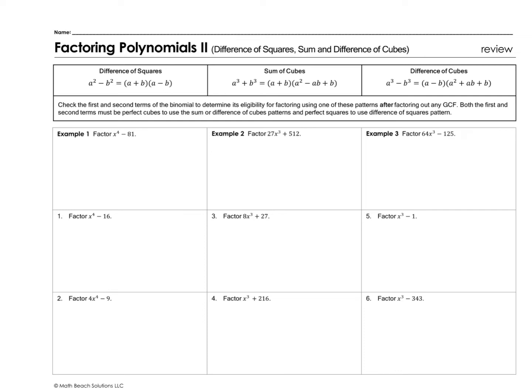Okay, on this lesson, we're going to be continuing with factoring polynomials. So this is also a review, but today we're going to be looking at only binomials that we're going to be factoring. So there's three different types of binomials that we can factor: difference of squares, sum of cubes, and difference of cubes.